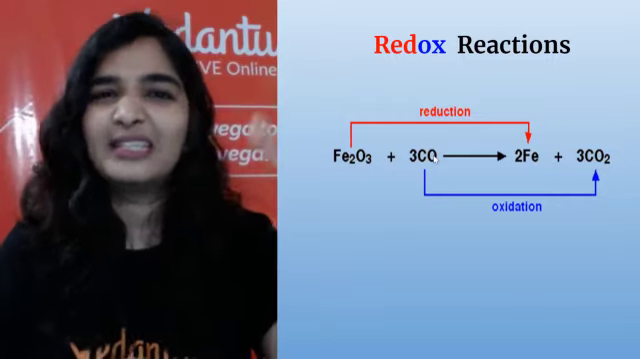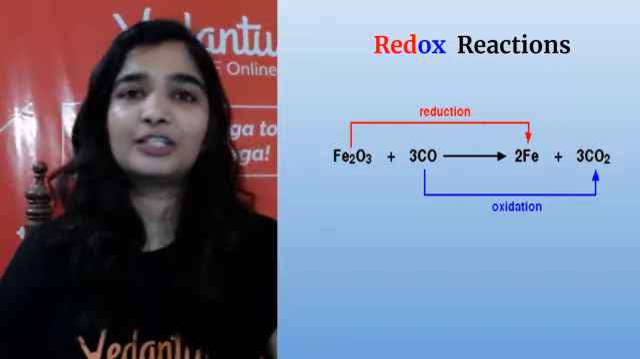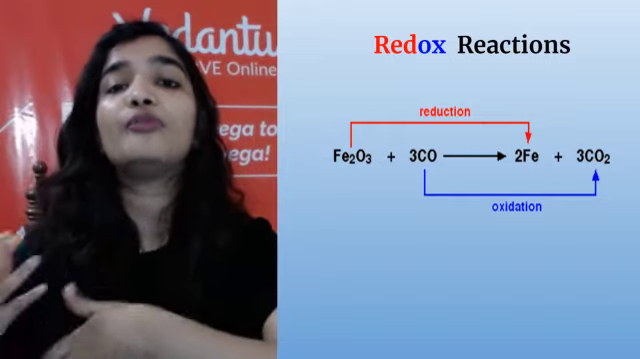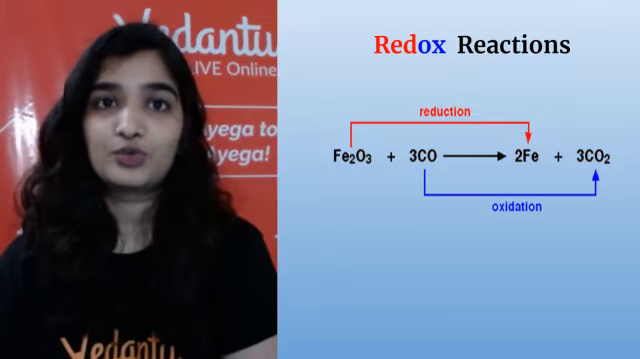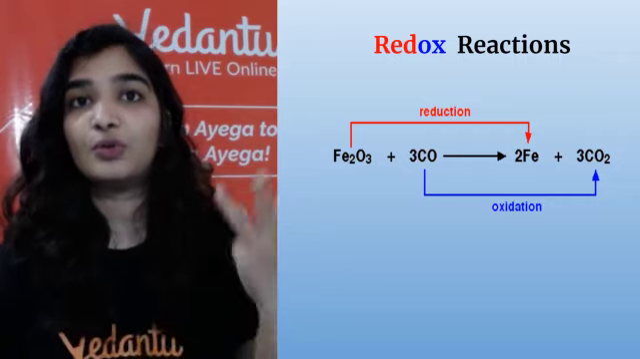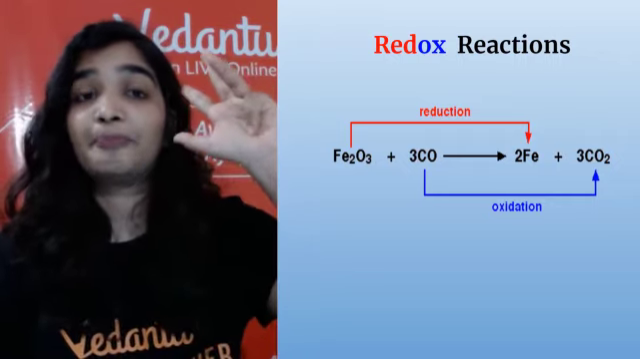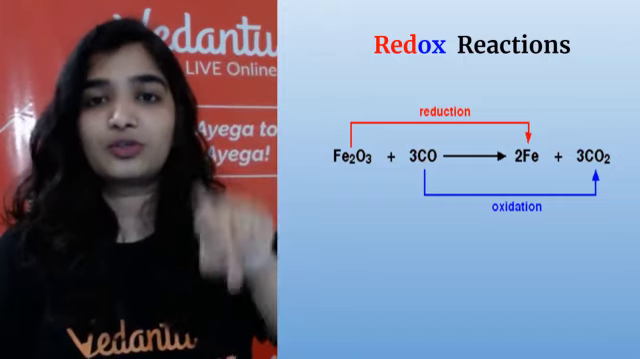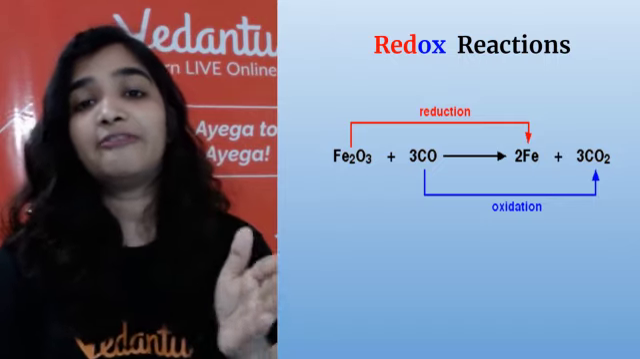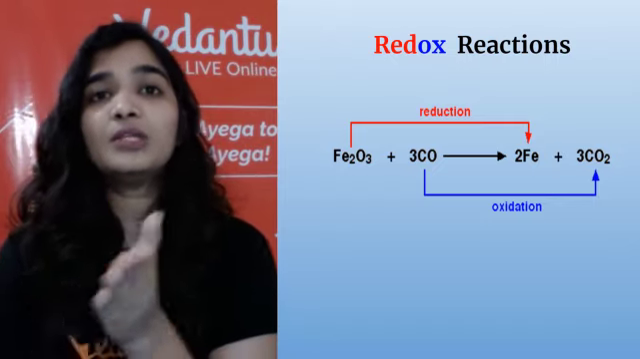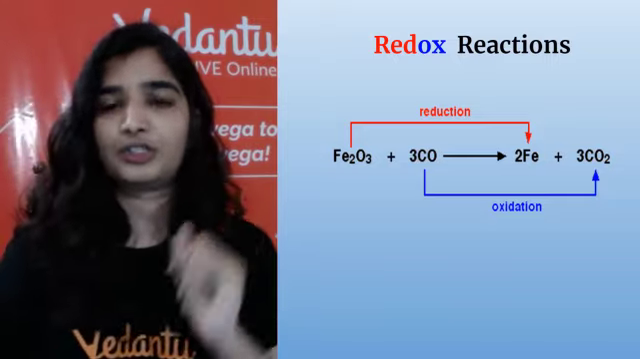Don't feel bad, that is what iron wanted. So this reaction is known as reduction, that is loss of oxygen, or you can also define it as gain of hydrogen, or gain of electrons. So basically you can define reduction in three ways: loss of oxygen, gain of hydrogen, gain of electrons. In this reaction, Fe2O3 is losing oxygen and getting reduced to iron. So that is reduction.